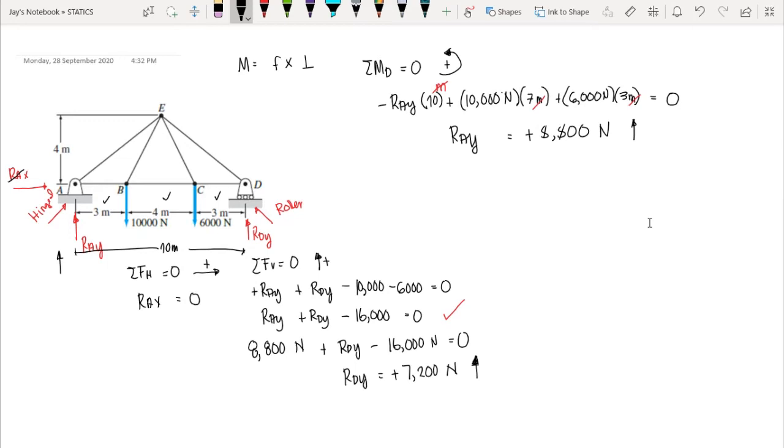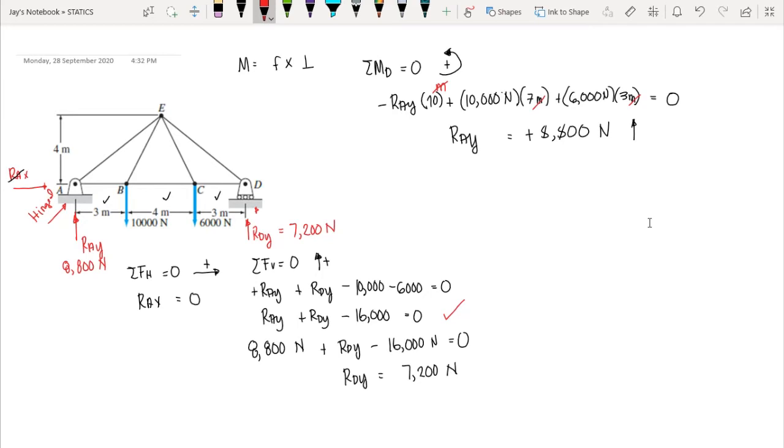That is, RDY is upward. Again, in case you assume that RDY here is downward, obviously you will get a negative value here. That means you have an incorrect assumption, or a wrong assumption. Okay? So the value of RDY here is 7,200 Newton, and RAY here is 8,800 Newton. So we can now compute for the forces on every member of our truss by using the joint method.